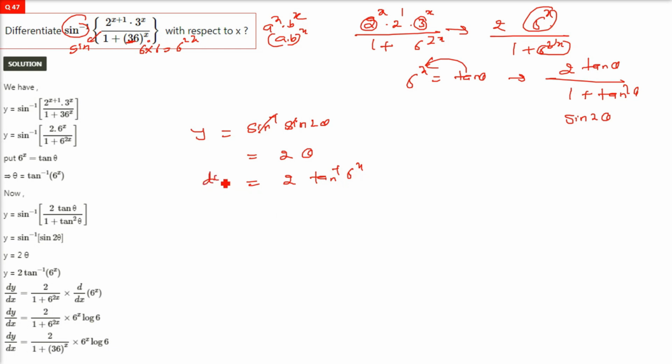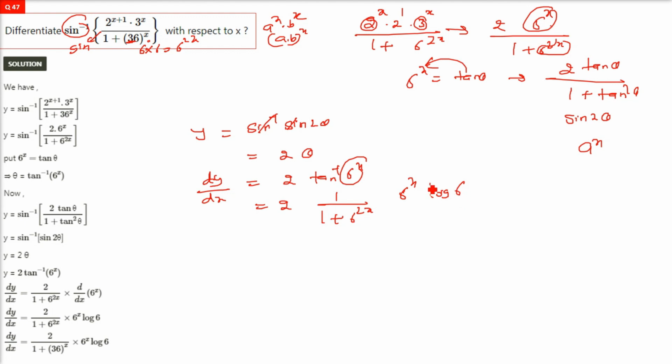Now let us differentiate it. It is going to be twice. Tan inverse is 1 by 1 plus whatever content is there, square of it. So 1 by 1 plus 6 to the power x whole square, so it will be 6 to the power 2x. Now differentiation of 6 to the power x: a to the power x differentiates to a to the power x log a, base e. So 6 to the power x log 6, base e.